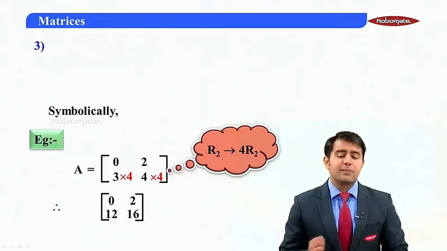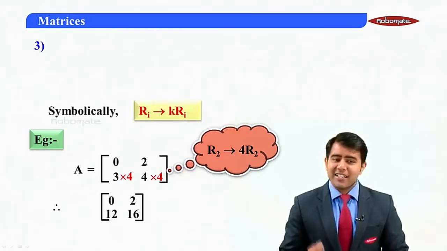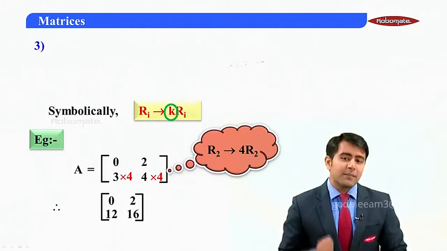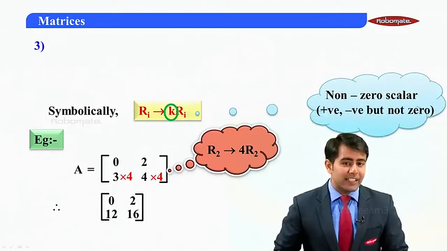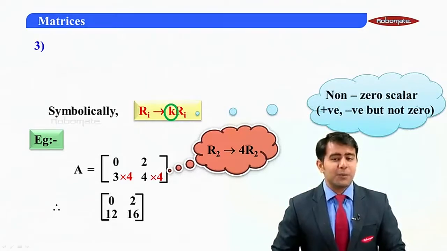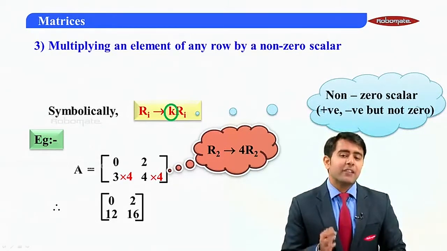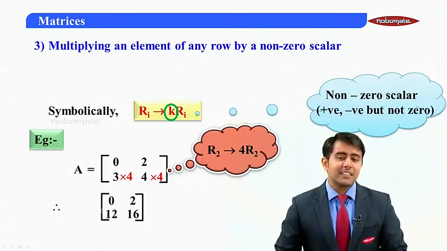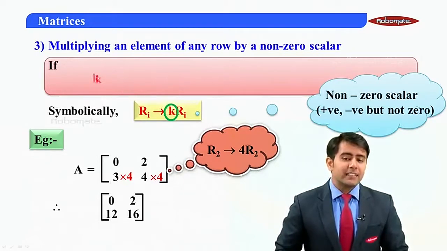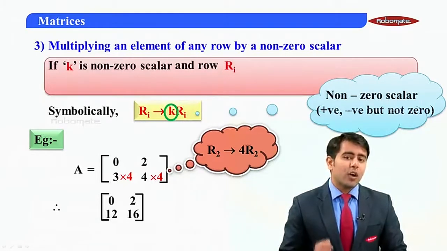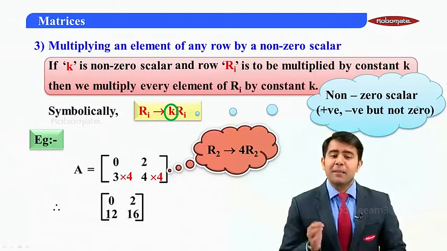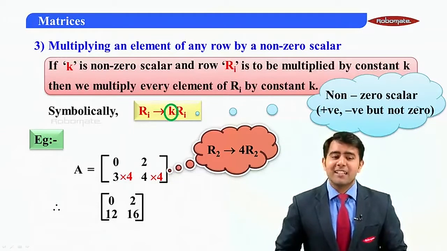Symbolically, I can write this as Ri changes to K times Ri, where K is nothing but a constant. The constant should be a non-zero scalar, that is, it can be positive, it can be negative, but it cannot be 0. So multiplying an element of any row by a non-zero scalar is the third property. So I can denote it as follows. If K is a non-zero scalar and row Ri is to be multiplied by a constant K, then we multiply every element of Ri by constant K.